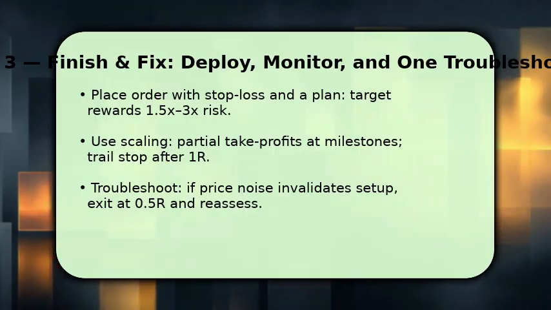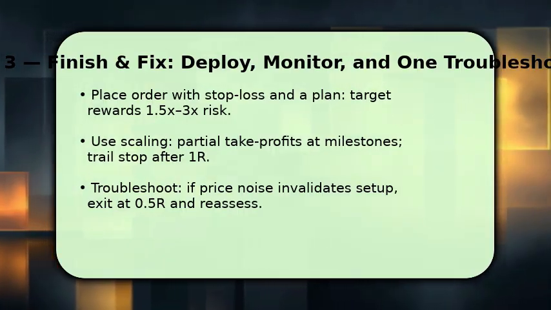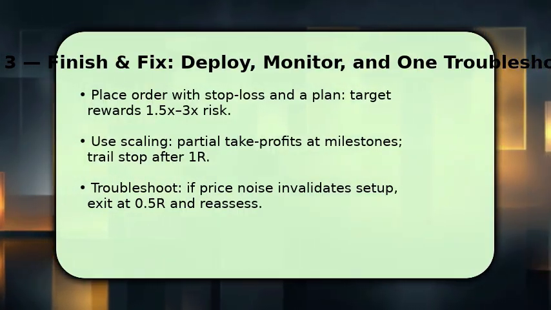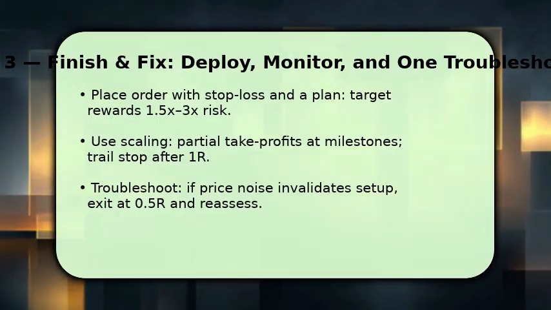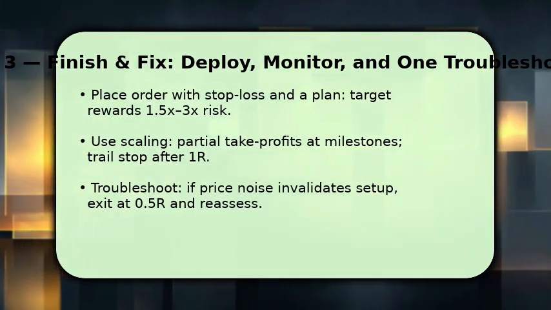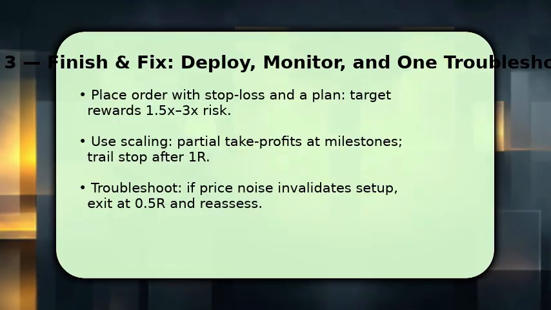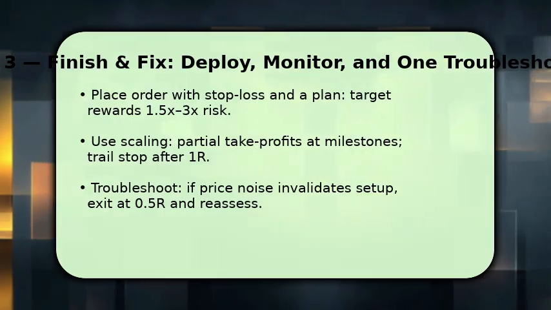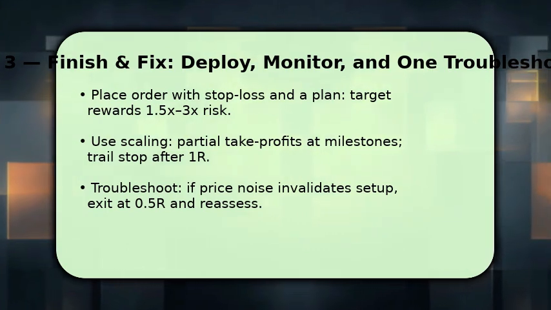Take partial profits at predefined milestones, trail the stop after the trade has achieved 1 times risk, and let winners run toward targets of 1.5 to 3 times risk. If market noise or unexpected news invalidates the setup, cut at half a risk and reassess to protect capital.